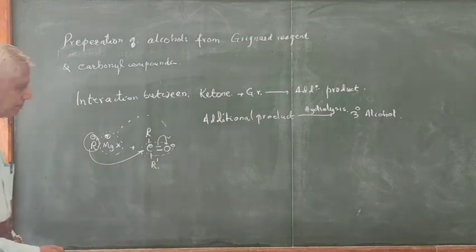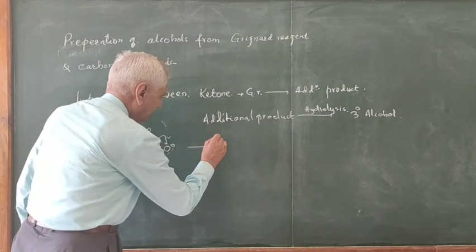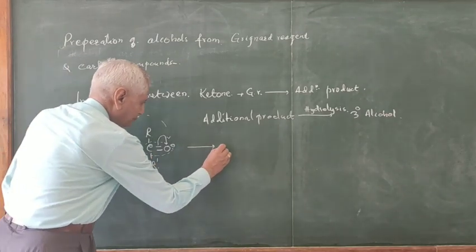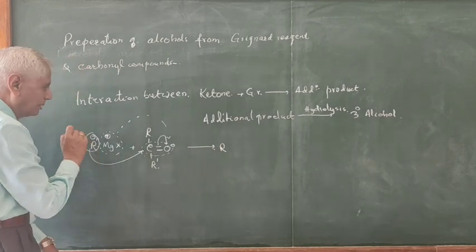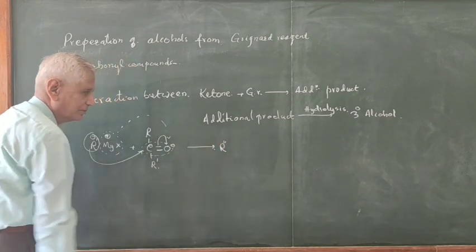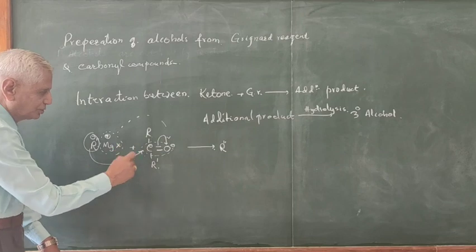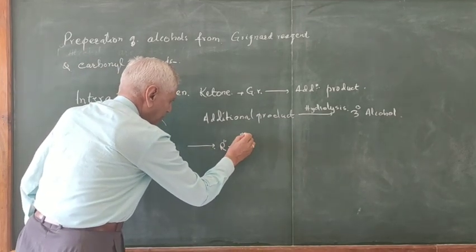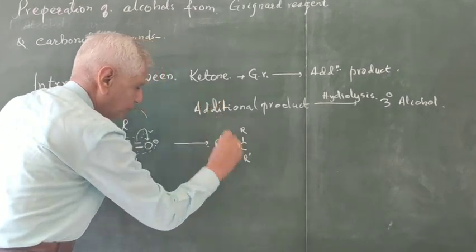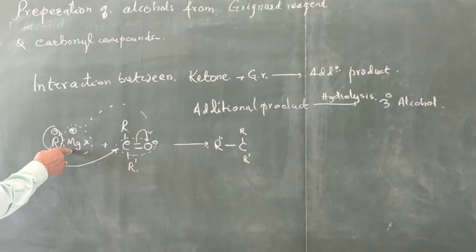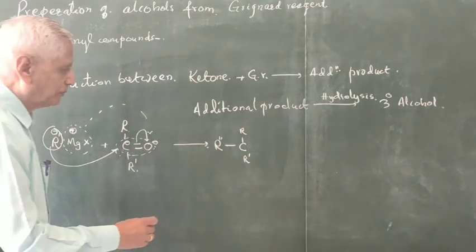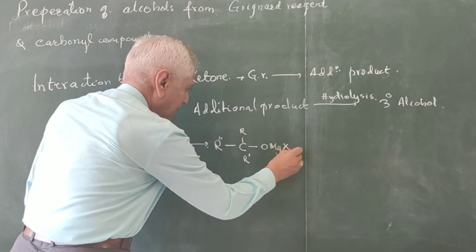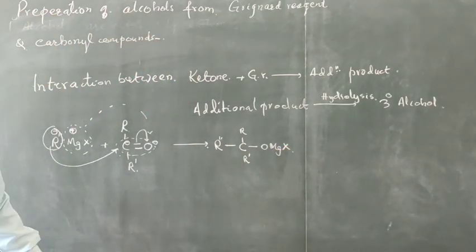When the addition reaction takes place, you will get the addition product. That means R double dash attaches to C of the carbonyl group, and this carbonyl group has already got the alkyl groups. And MgX will attach to O. Therefore, single bond O MgX. This is the addition product obtained.